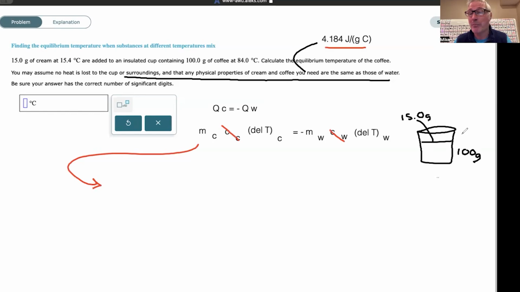And this time, it's the masses that are really going to be the difference. The heat capacities aren't going to be different. So this is one you want to get for yourself. So here we go. Let's put some numbers in.